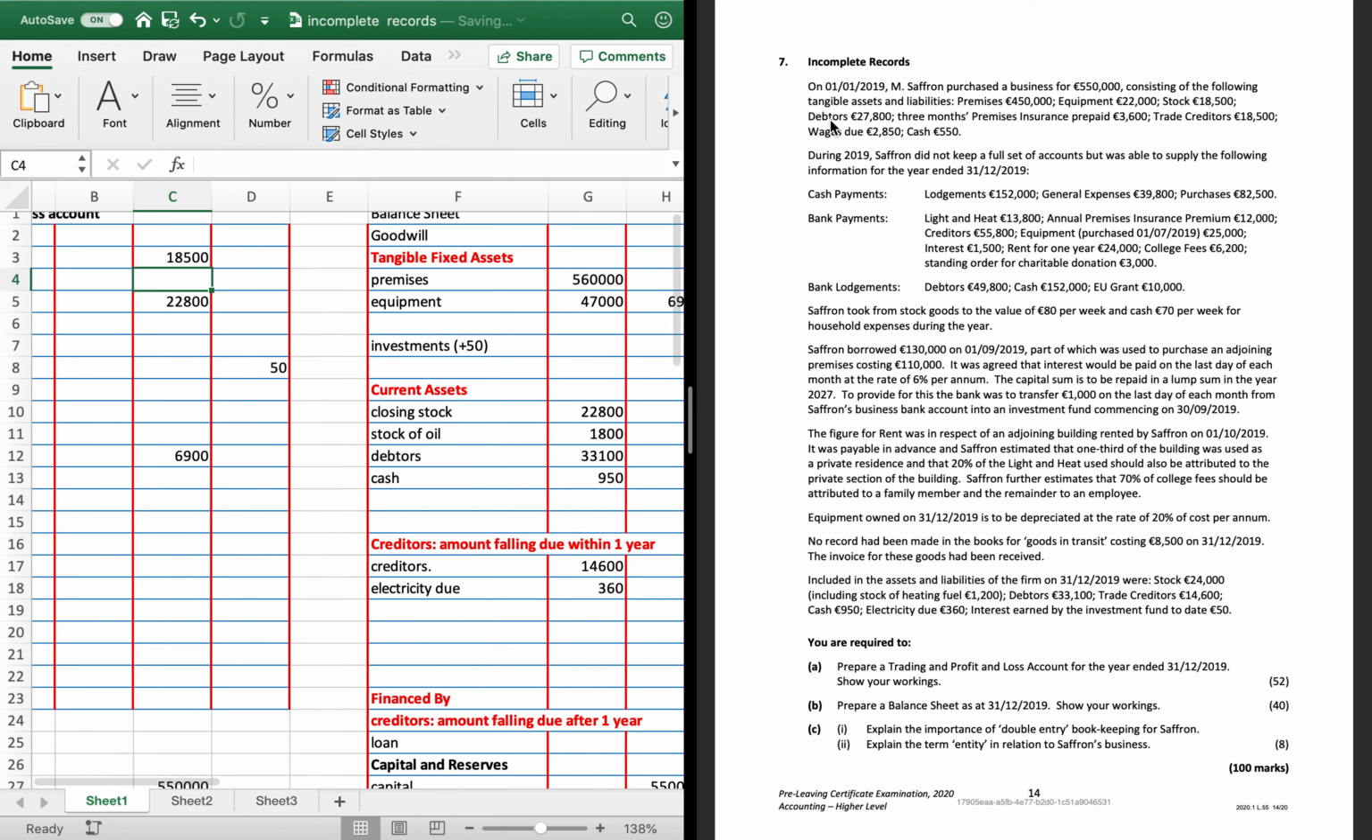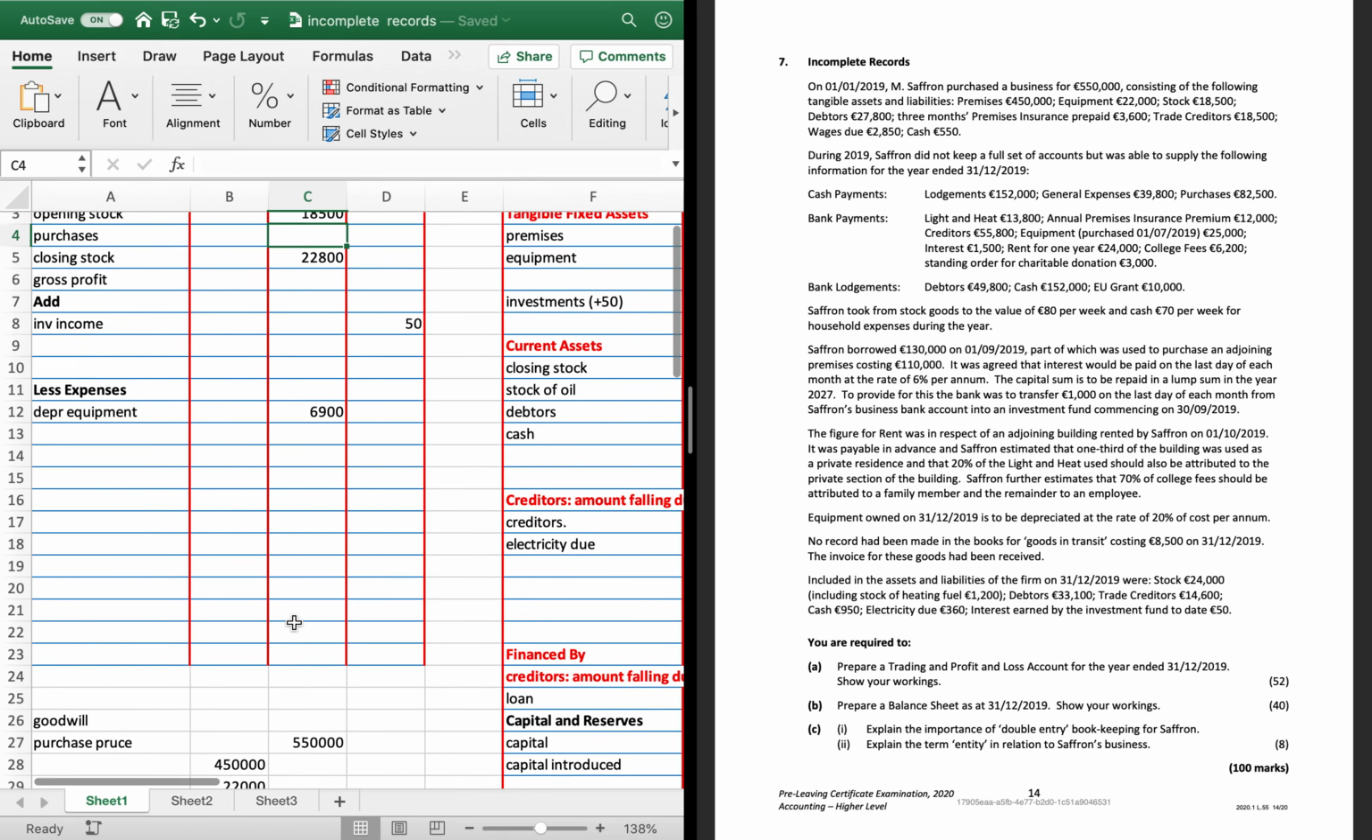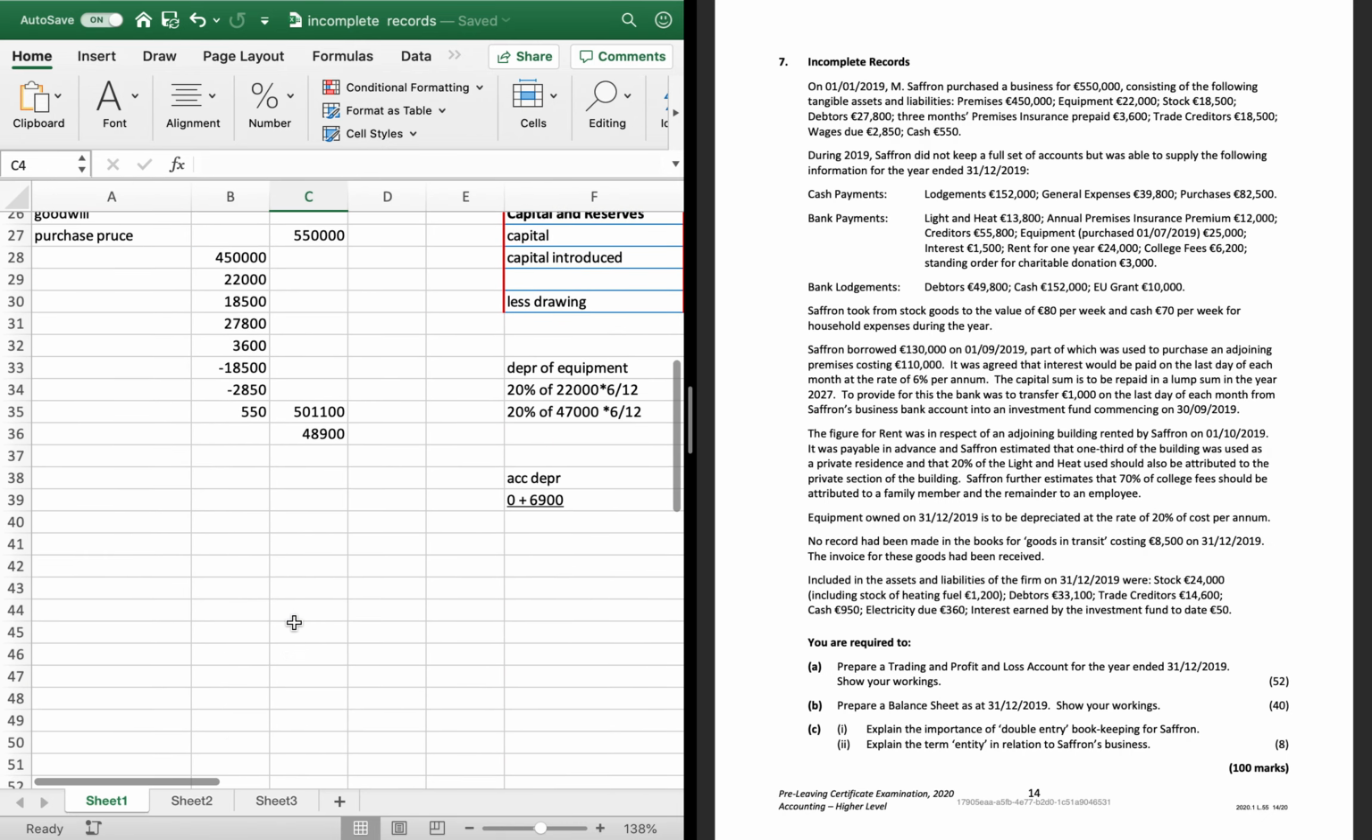And then we get our debtors. Now our debtors is our first big working, which is our sales working. So debtors always ties in with sales. So we're going to come down and do our sales working. So sales is made up of credit sales and cash sales. Now also in this, there's purchases. I'll come back to that.